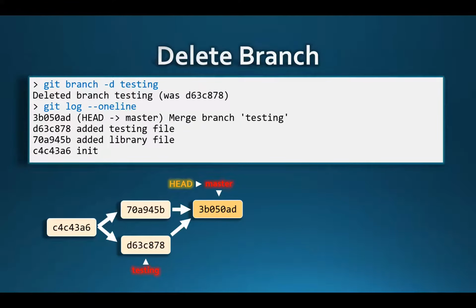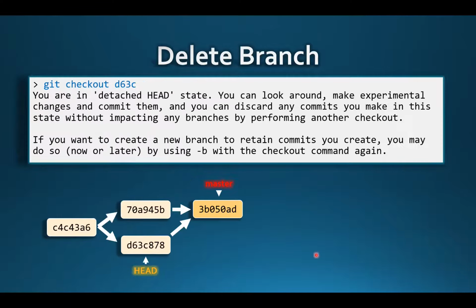Now you need to delete it, and you'll use the -d flag with branch. And if you take a look at the log again, you will see the head is still pointing at master, but the testing branch itself is gone. You can, however, still check out that commit. Just because you no longer have a branch pointing at it doesn't mean you can't access it anymore.